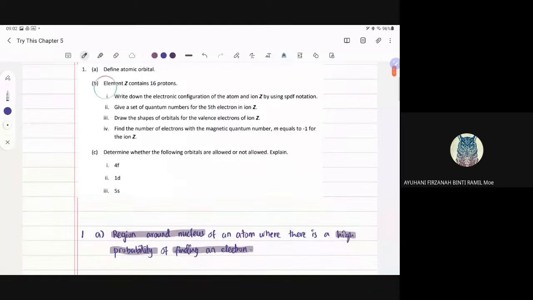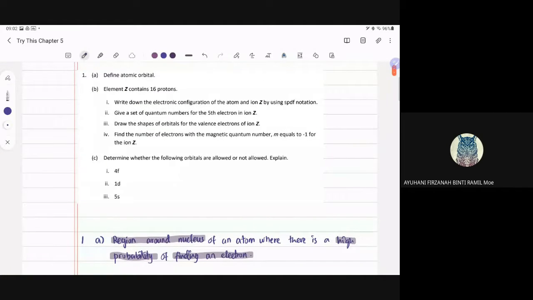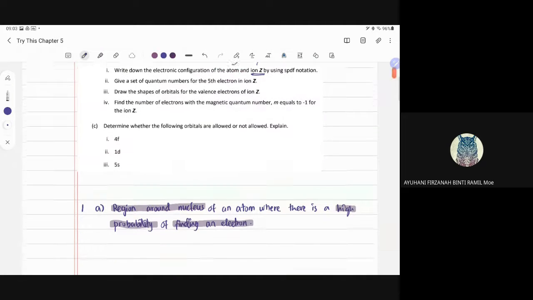And then the next question, element Z contains 16 protons. Write down the electronic configuration of the atom and ion Z by using SPDF notation. Okay, so first of all, untuk ion ni saya tak ajar lagi dia punya stable. So I forgot to mention yang untuk ion ni boleh ignore sebab dia tak bagi charge. So this one boleh ignore saja. Tadi saya tutup pandang. Kita tulis yang untuk atom saja.